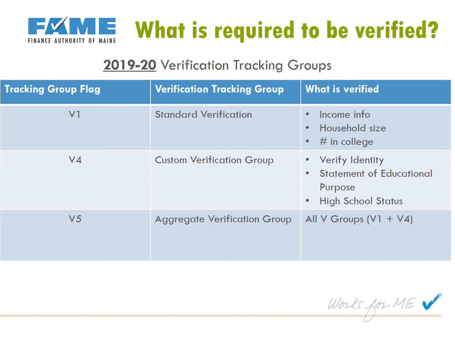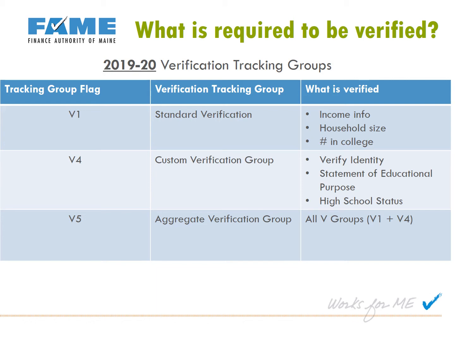This is the current academic year. If a student's selected for verification, they're either put into the V1, V4, or V5 tracking group. The V1, which is where most students land, is the standard verification group. This is when the college has to verify the household income, the number of people in that household that have to live on that income, and the number of people in the household that are going to be in college at least half time.